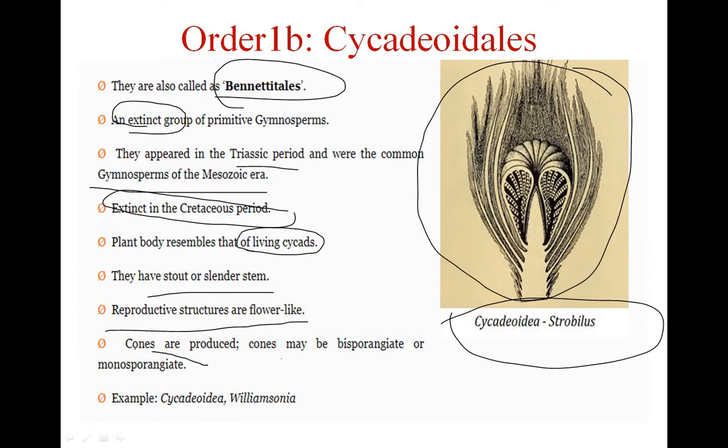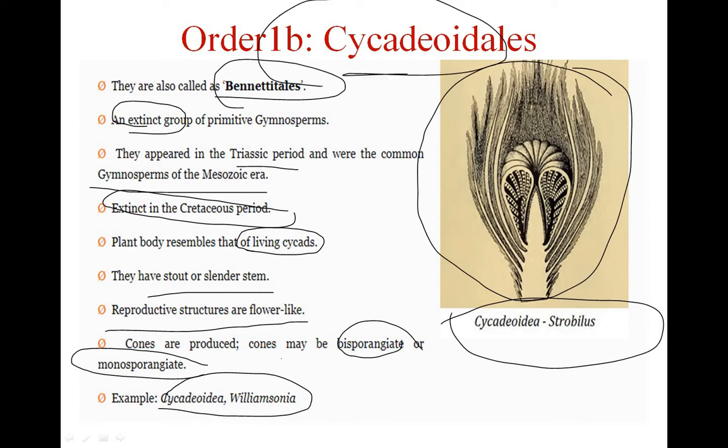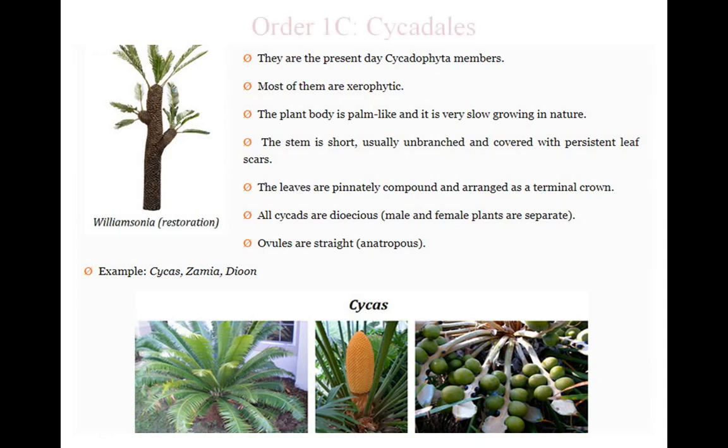Cones are monosporangiate, or sometimes they are bisporangiate. And there are Cycadeoidea and Williamsonia. These are the fossil gymnosperms, examples of the order Cycadeoidales. And the third order is Cycadales. These are the present-day cycadophyta members, and most of them are xerophytic.